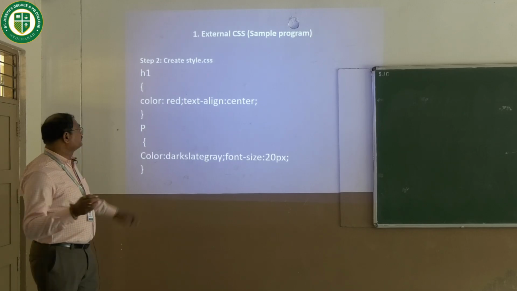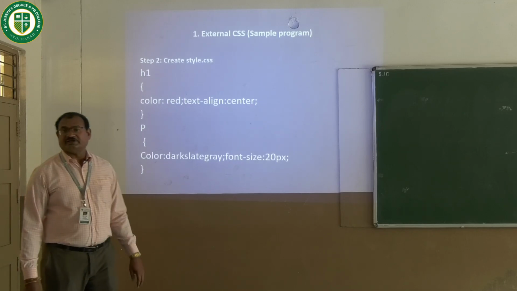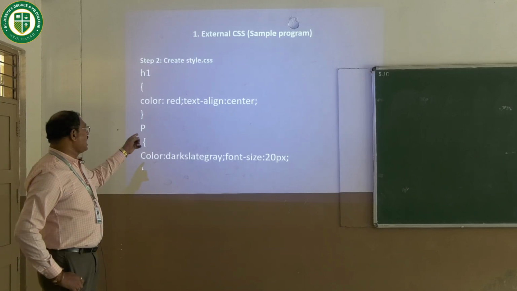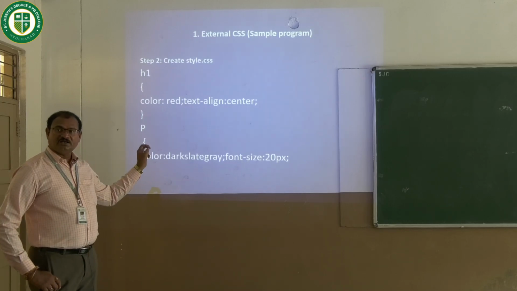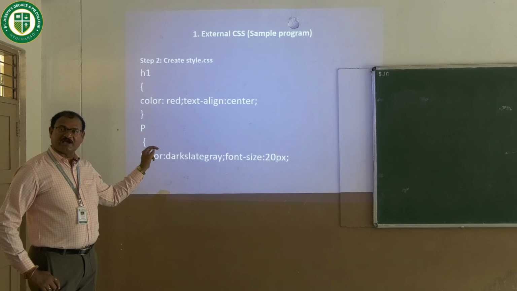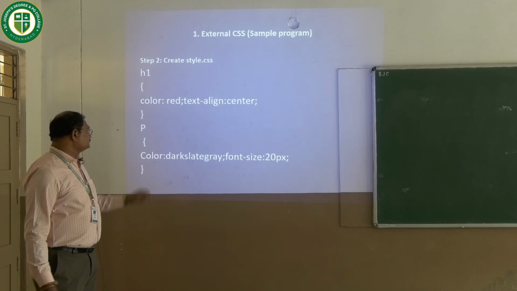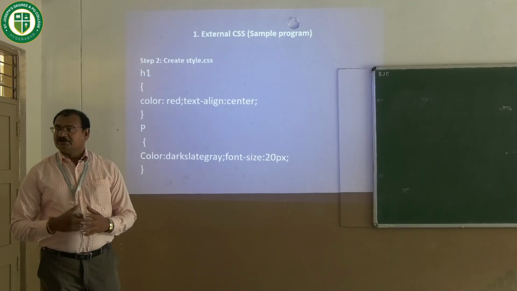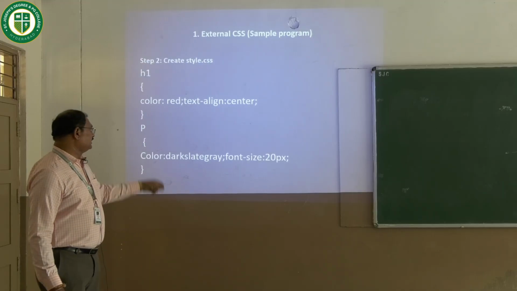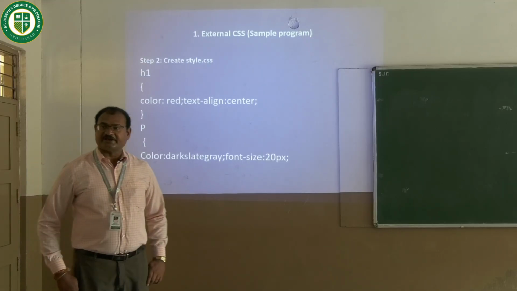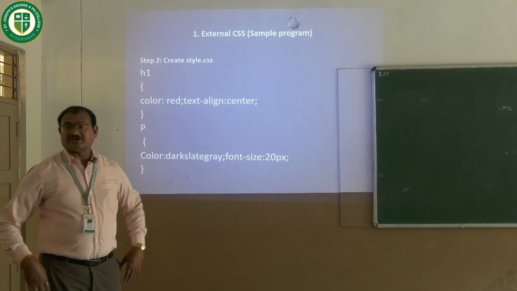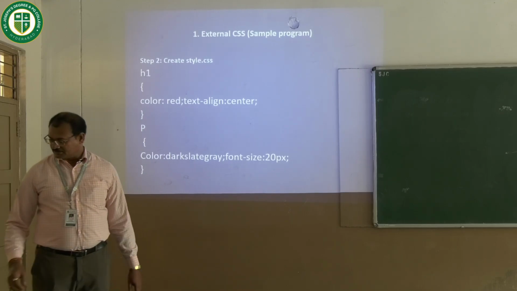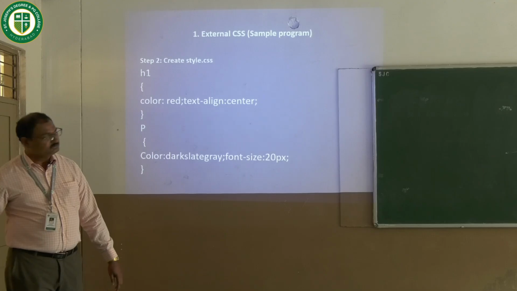What are those specific elements? One is the h1 element, another one is the p element. So the h1 element will have the text color red, and that text will be aligned in the center. When it comes to the p element, that p element text will have the color dark slate gray, and font size will be 20 pixels. So these are the styling rules that we defined for the HTML file.